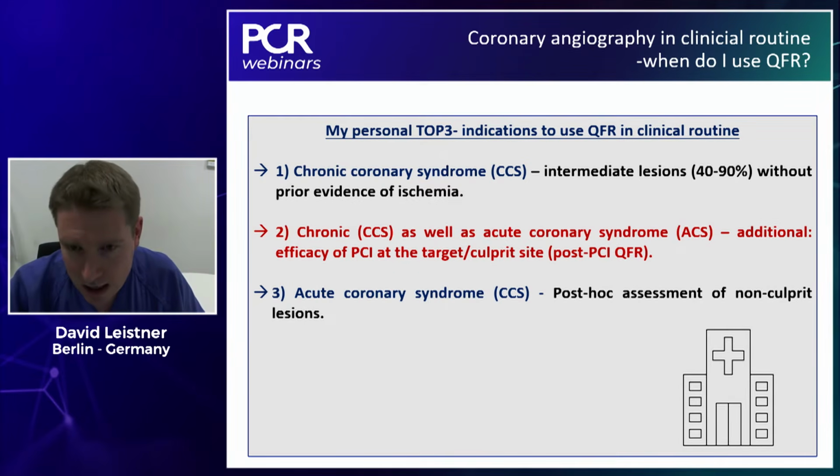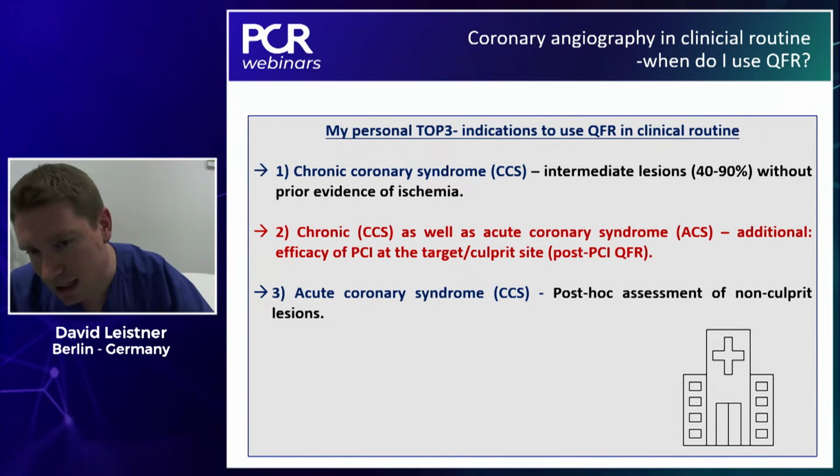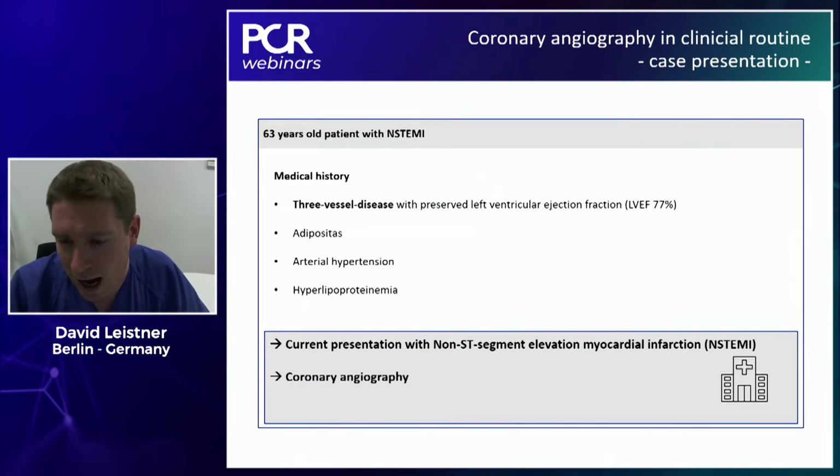So the second indication: this can be used in chronic as well as in acute coronary syndrome. You are able to calculate or to measure by QFR the efficacy of your therapy, of the PCI, by measuring the post-PCI QFR after treating the target or the culprit lesion.